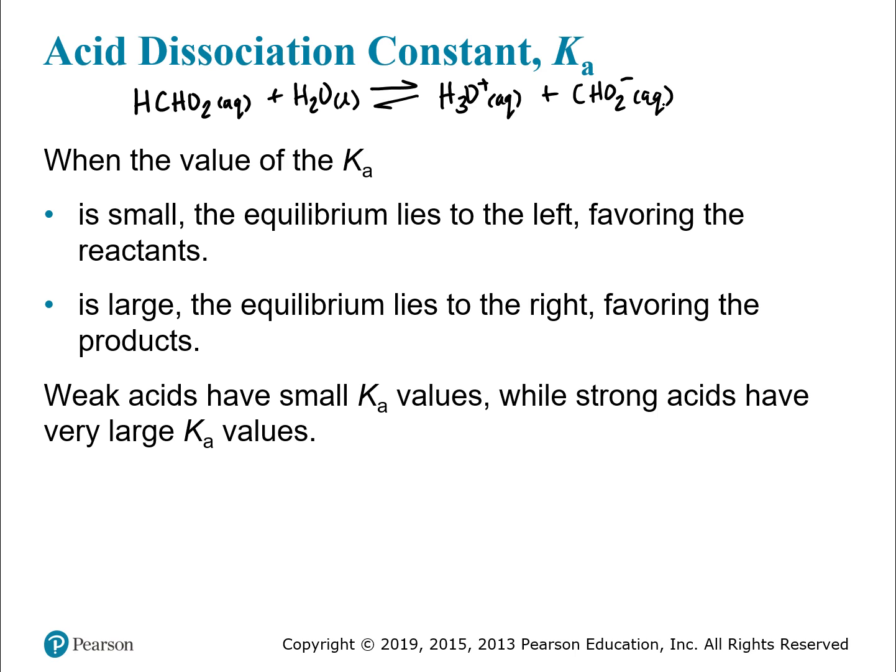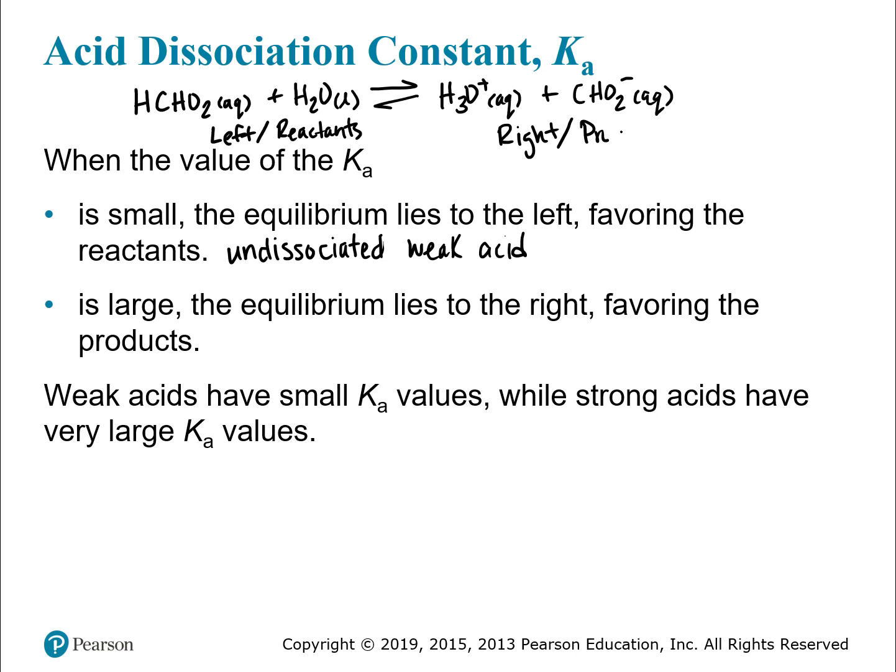So, when equilibrium lies to the left, that means we're talking about the reactants. If you have a lot of the reactants, then that means that you have a lot of undissociated weak acid. So that Ka value is going to be small. If it's large, then the equilibrium lies to the right, which is the product side.